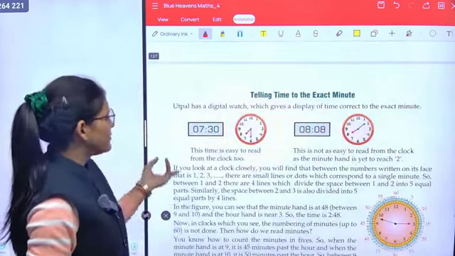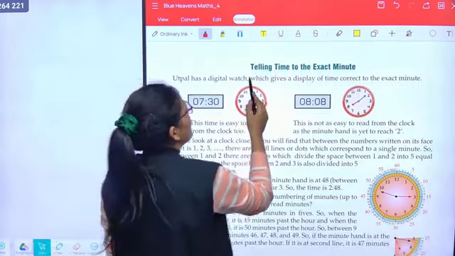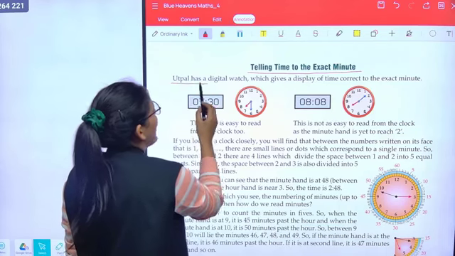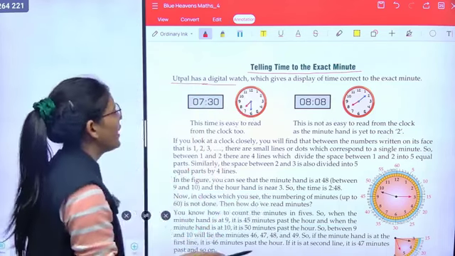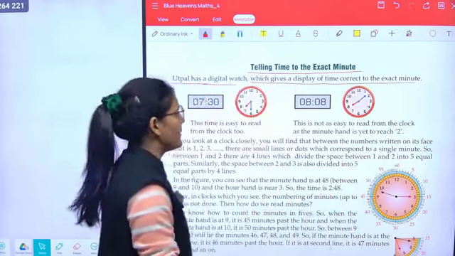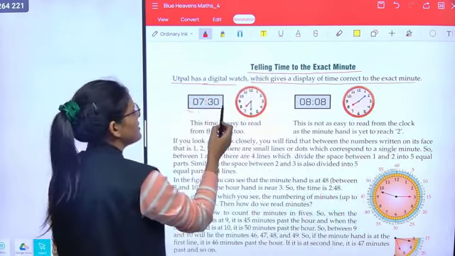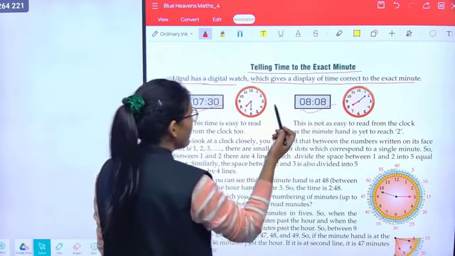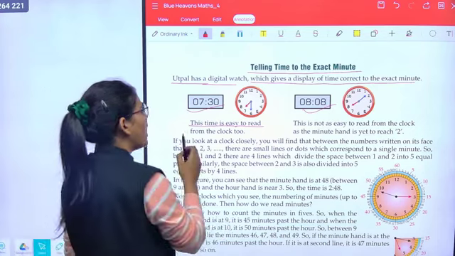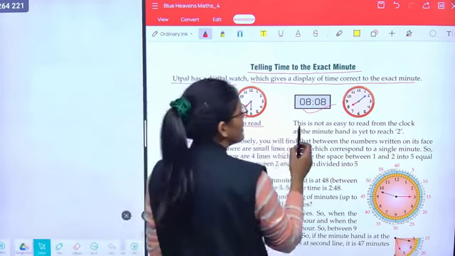Now class, telling time to the exact minute. Utpal has a digital watch which gives a display of time correct to the exact minute. See, 7:30, 8:08. This time is easy to read from the clock too. This is not easy.